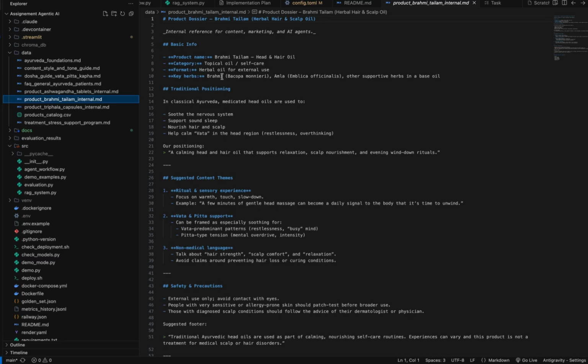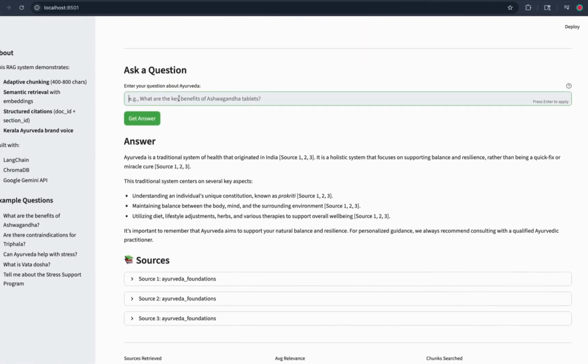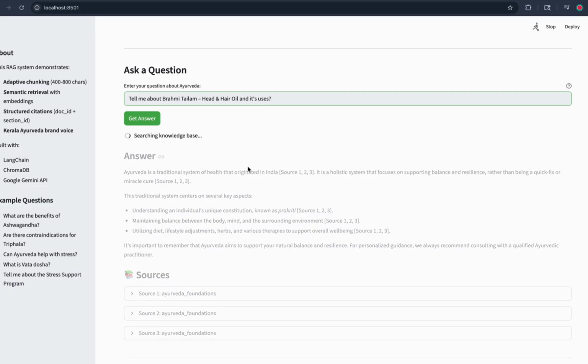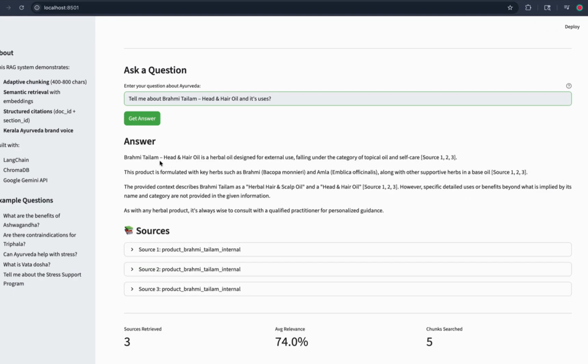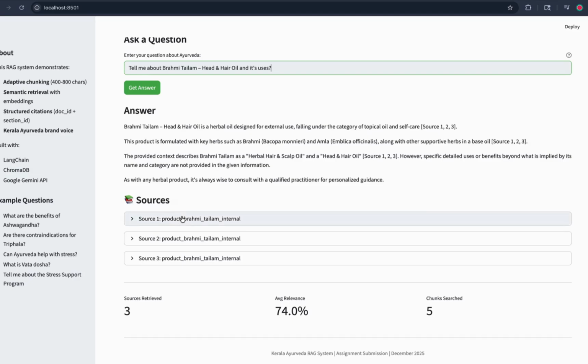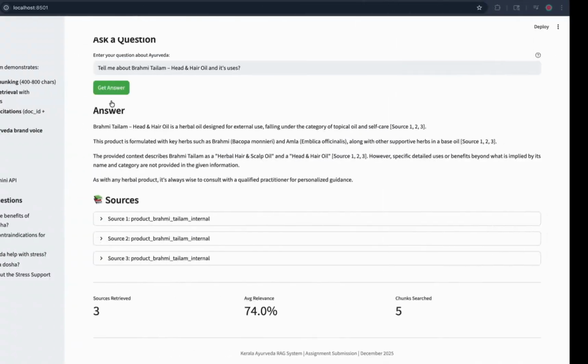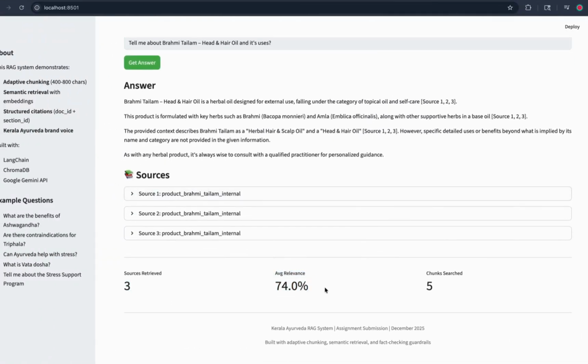Let's ask another thing about this. Tell me about the product uses. So here we got health oil and herbal designs, the product formulation, and so on. We also got the citations for this product from the product Brahmini Thailam internal file. It was from this MD file, and it also shows the average relevance score. For this, it is 74%, and it searches 5 chunks.